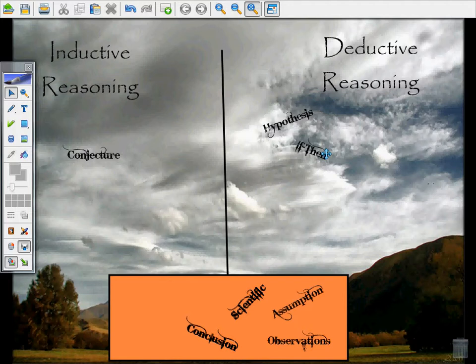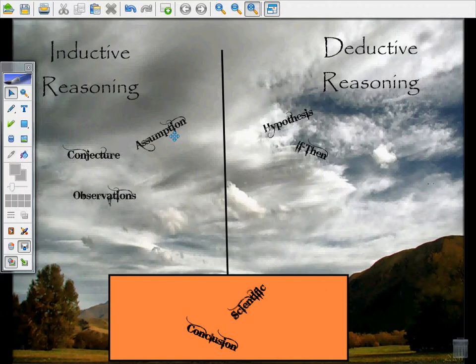Okay. Let's do observations. Where do those go? Inductive. Good job, guys. And assumption? We talked about it, but what do you think? Inductive. Assumption means you're assuming something, so you're probably not using facts. Okay? Scientific, or no, wait on that. Let's do conclusion first. Where does conclusion go?